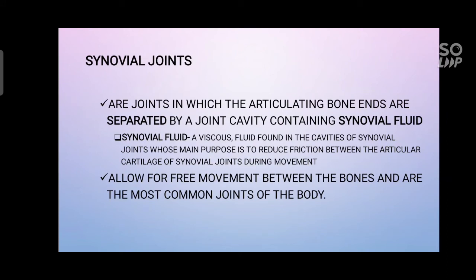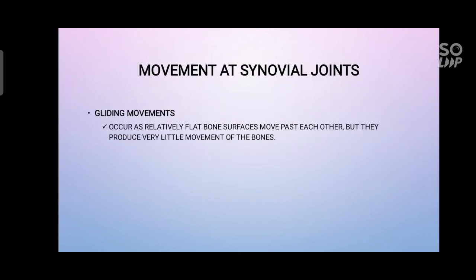Synovial joints are joints in which the articulating bone ends are separated by a joint cavity containing synovial fluid. Synovial fluid is a viscous fluid found in the cavities of synovial joints, whose main purpose is to reduce friction between the articular cartilage of synovial joints during movement. So it allows for free movement between the bones, and synovial joints are the most common joints of the body.